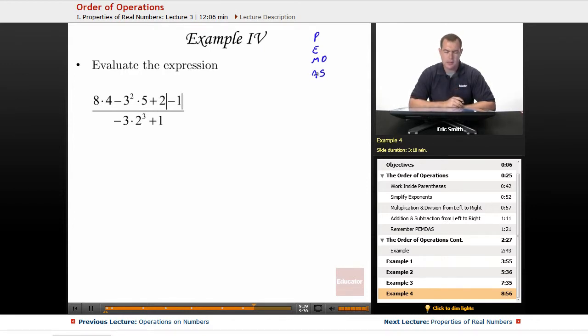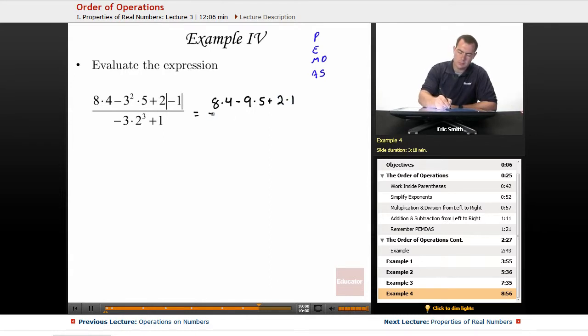Inside of that, I don't see any additional grouping symbols, so I'll try and do any exponents on the top. I do have a 3 squared. Let's change that into a 9. And I have the absolute value of negative 1. Might as well go ahead and take care of that as well. Okay, so we're doing a little bit of simplifying in the top. Let's see if there's any exponents in the bottom. Negative 3 times 2 cubed. I can change that into negative 3 times 8. And of course, we still have the plus 1.